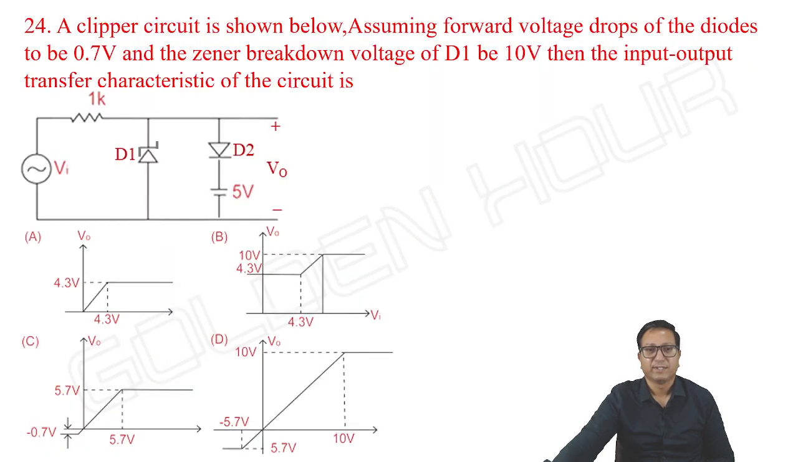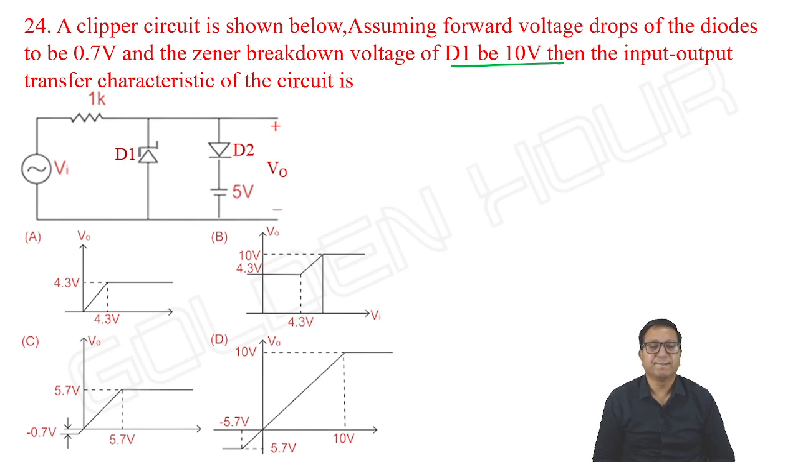Next. See this question. It is similar to the previous one only. The only thing is, instead of D1, they kept a Zener diode. Okay, read the question. The clipper circuit is shown below. Assuming forward voltage drops of the diodes to be 0.7 volts and the Zener breakdown voltage of D1 to be 10 volts, then the input-output transfer characteristic of the circuit is. D1 is a Zener diode with a breakdown voltage of 10 volts.